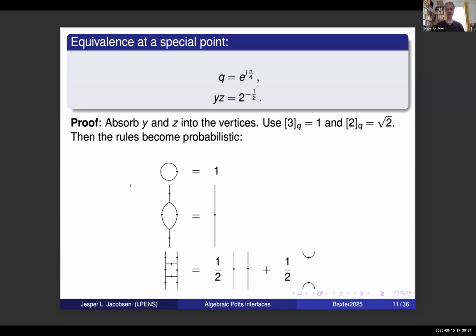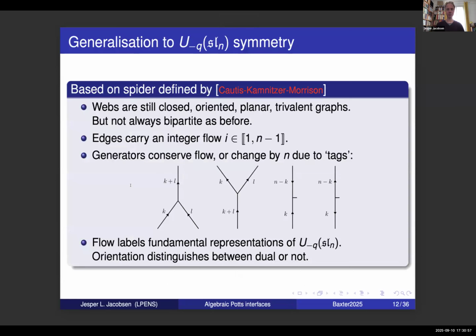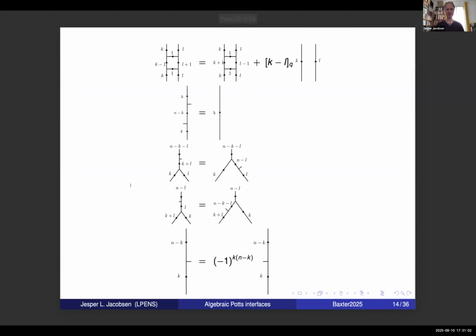So that means that a 3-state Potts model can be represented as a web model if I take q to be e to the i pi over 4. And if I take a special choice of the local weights, which turn out to exactly be related to the critical temperature of the Potts model on a triangular lattice. This can be generalized to U_q(sl_N) symmetry, but for lack of time, I will just flash some rules here.